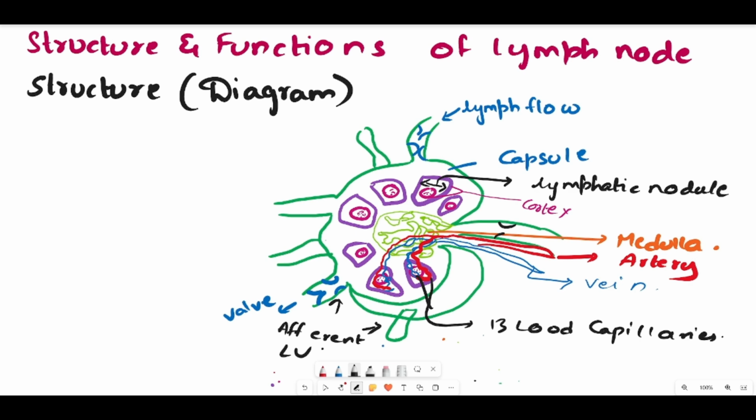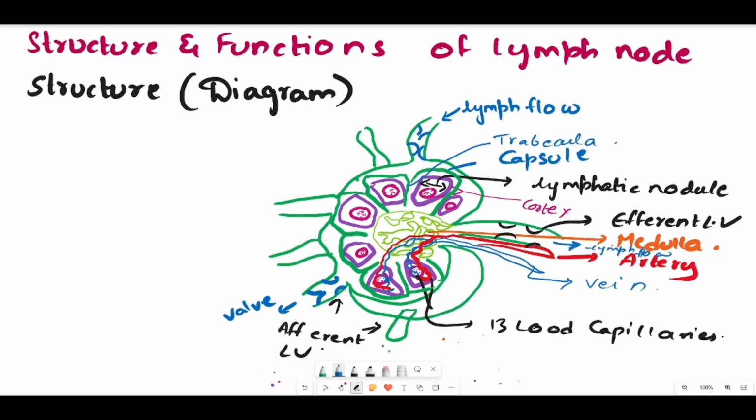And here this one is called the efferent lymphatic vessel. In between these lymphatic nodules, these spaces are there, and these areas we call trabeculae. And also, from the artery the blood enters, and from the vein it comes outside. Afferent means it goes inside, efferent means it comes outside. This complete structure we call a lymph node.